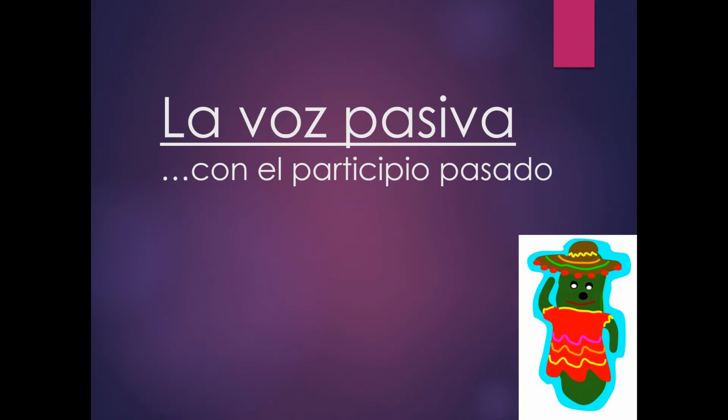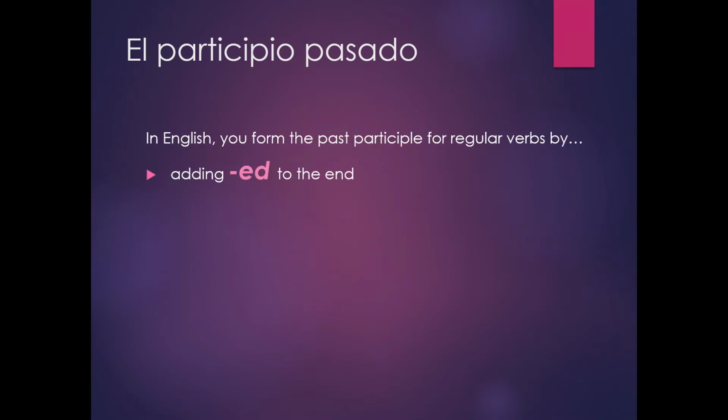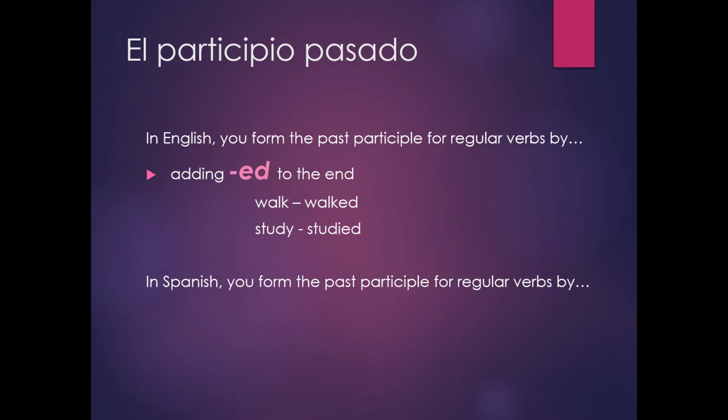Hola todos! This will be a lesson in using the passive voice in Spanish with the past participle, la voz pasiva con el participio pasado. The past participle in English is formed for regular verbs by adding ed to the end of the verb. For example, walk turns into walked, and study turns into studied.